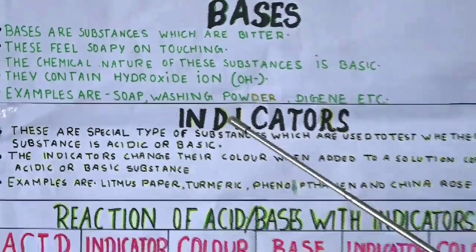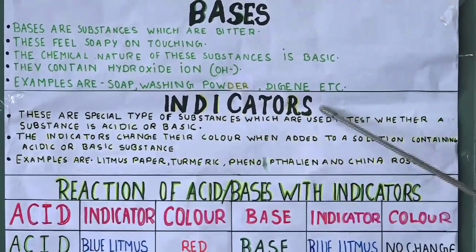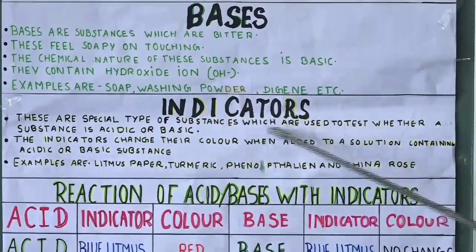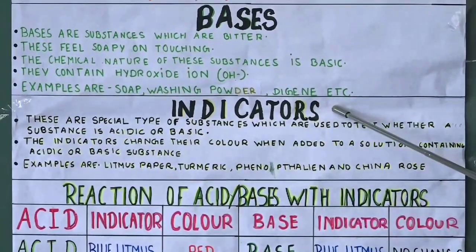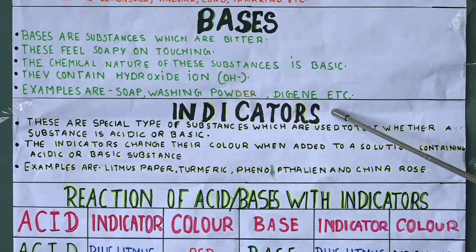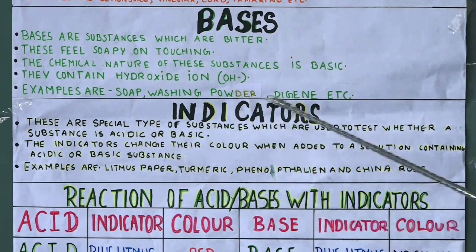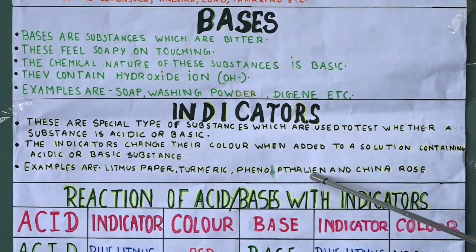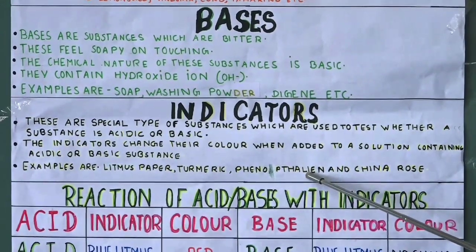Indicators, as the name says, indicate something. They indicate whether a given substance is acidic or basic. There are two types of indicators, one natural and one chemical. Natural ones are found in the kitchen, like turmeric, haldi you can say, and chemical ones are found in the lab, like phenolphthalein. Now we'll discuss them one by one.